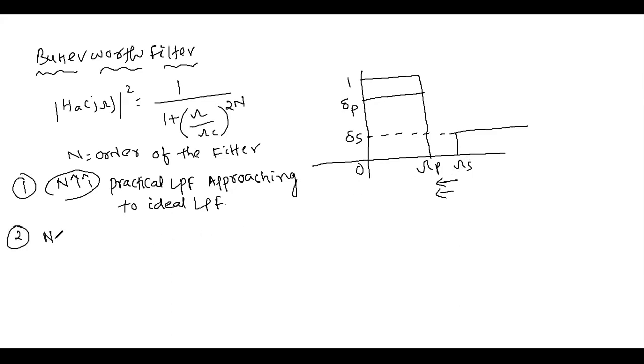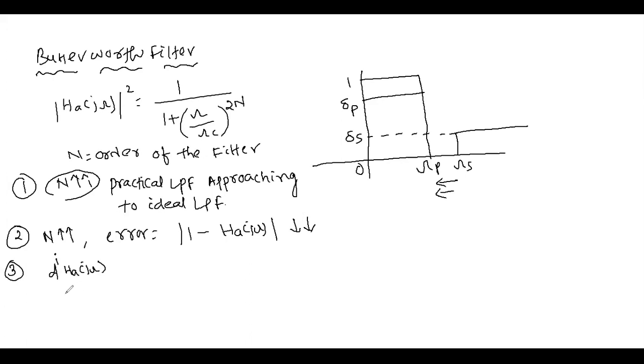Also, you can say that when order is increasing, the error, that is 1 minus the magnitude of h of j omega, or simply h of j omega also can write, the whole magnitude, it is decreasing. This is the second point. The error is decreasing. That is also an advantage.